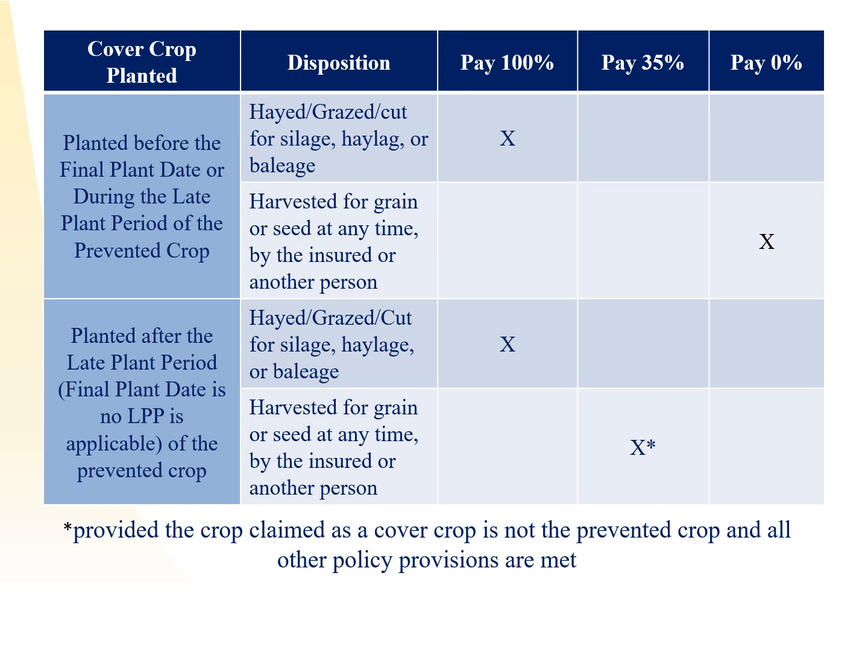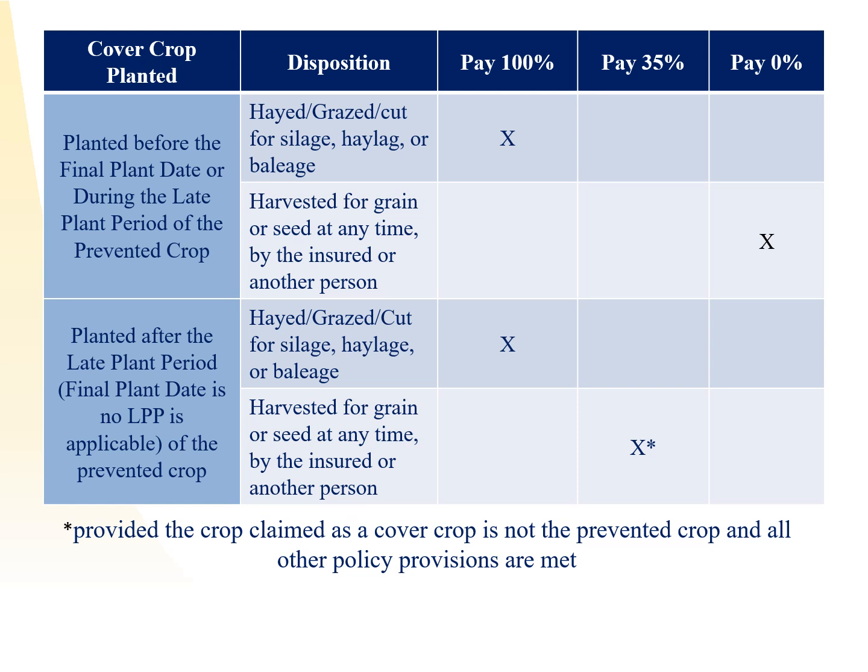So if you plant that cover crop before the final plant date or during the late plant period of the prevented crop, so let's say corn, if you plant it before June 5th or during that late plant period, so that gets you to June 25th, you can plant a cover crop there, and you can hay, graze, cut it for silage, haylage, or baleage anytime, and you are still eligible for that full prevent plant payment on your corn.